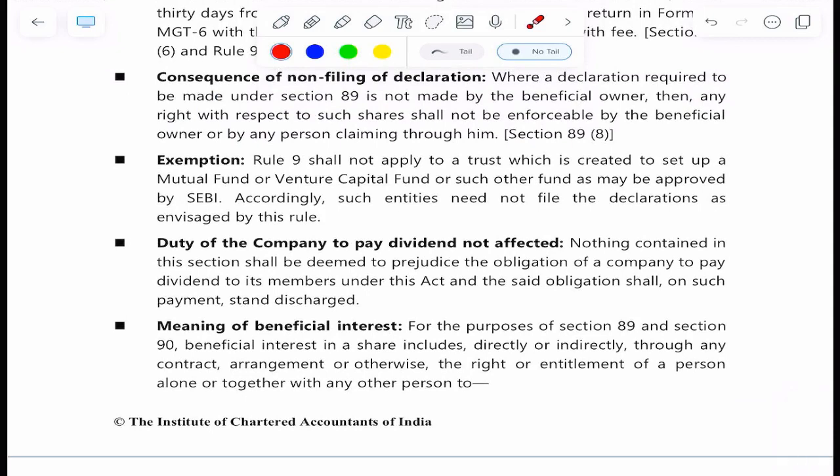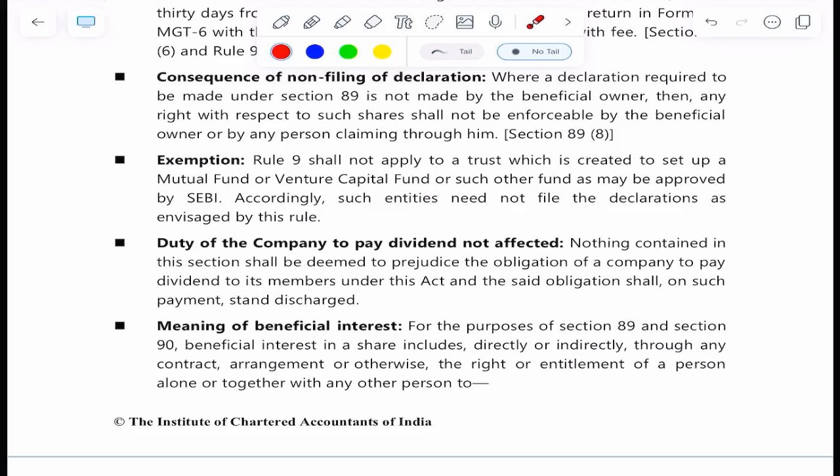Consequence of non-filing of declaration. Where a declaration required to be made under section 89 is not made by the beneficial owner, then any right with respect to such share shall not be enforceable by the beneficial owner or by any person claiming through him. Section 89, understood? Yes. Then who was exempted? Mutual fund, because their work is not done.